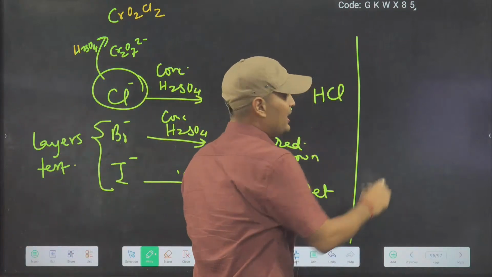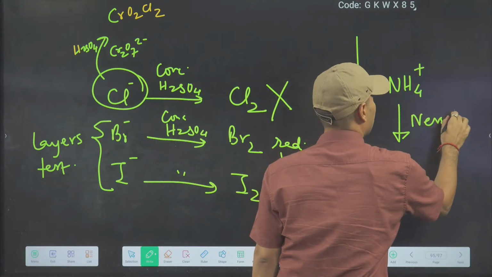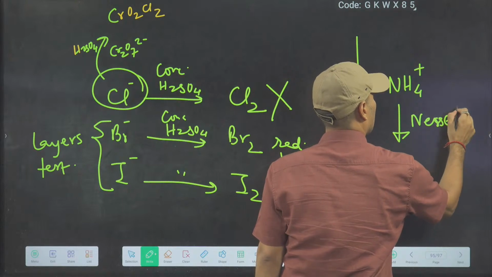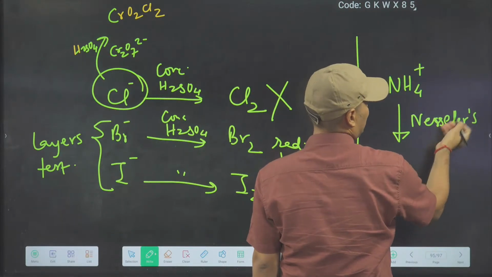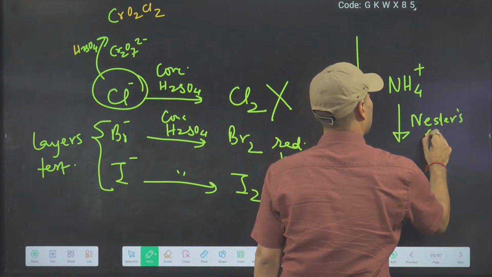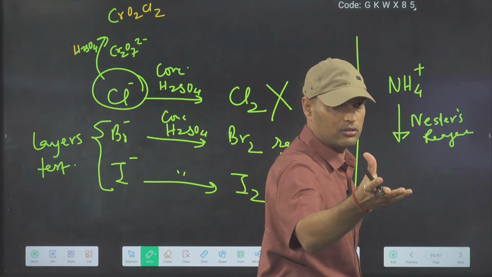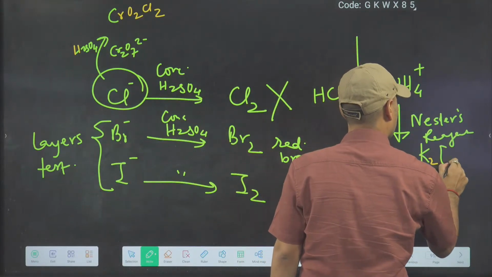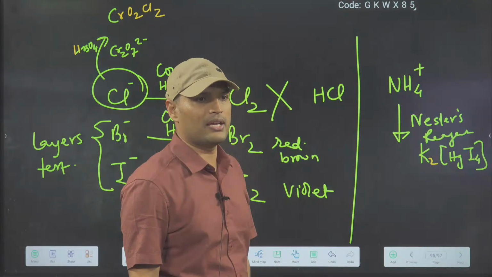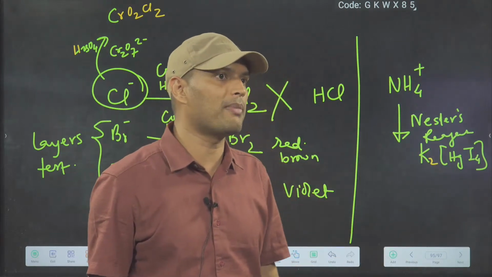Do you know the test for NH4 plus? NH4 plus reacts with Nessler's reagent. Spelling you can check once, but who cares about the spelling? Formula is important. We are not studying English. K2HgI4. We are studying chemistry. Nessler's reaction is given, so you will say ammonium ion is there.